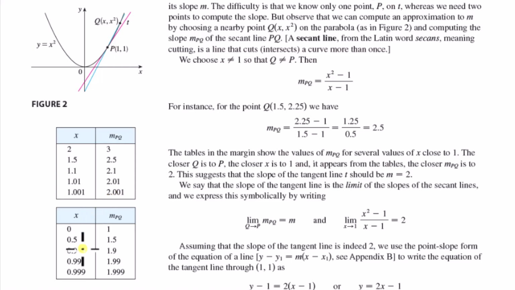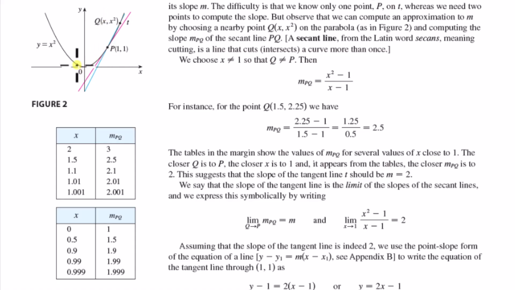And so for each of these values, they're plugging these x values into the slope of the secant line formula and showing the result. And then they do a similar thing here in this table, but they're letting x get closer and closer to 1 coming from below 1, right? Because we could use this same logic here, and instead of putting point Q to the right of point P, we put Q to the left of point P, right?